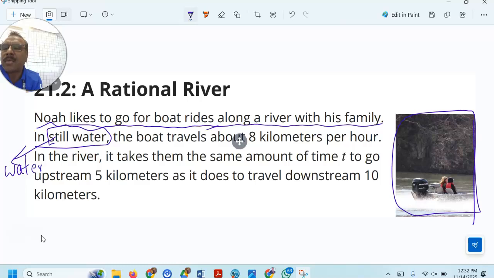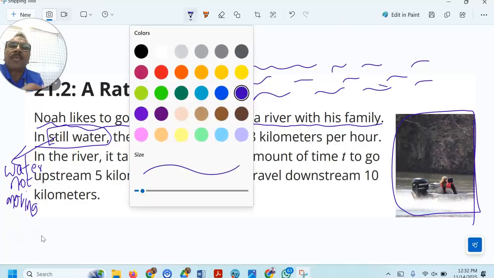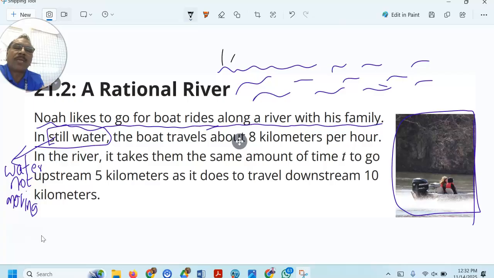Water not moving. So that means it is just still water. It means suppose this is the water. Can you see what I'm doing? I'm drawing water here, and in this water, the boat is this boat. This is the boat.